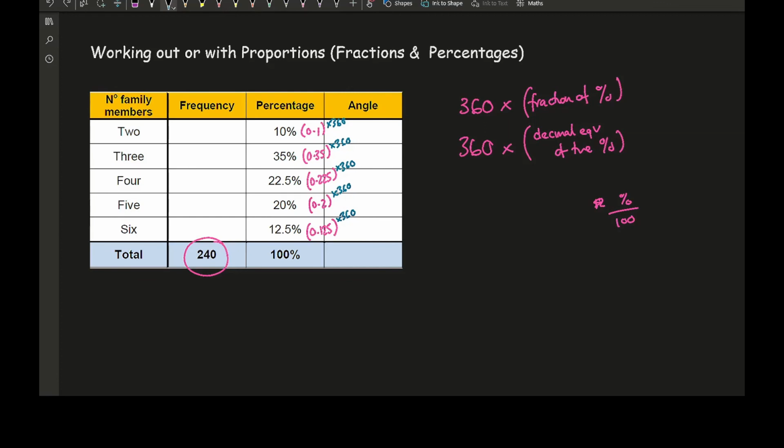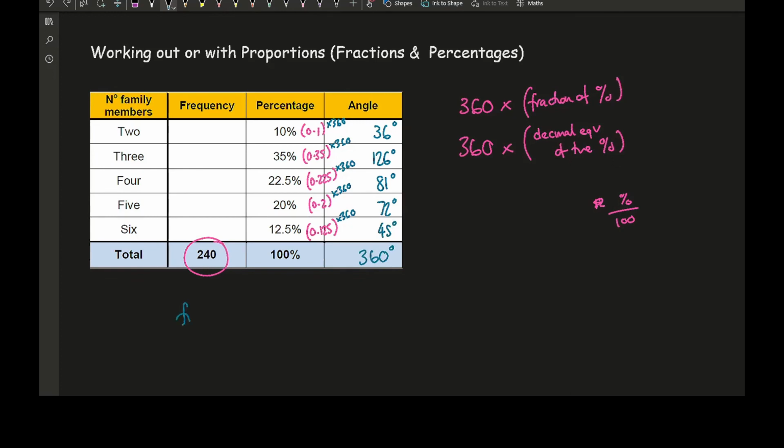So for this, the first one's going to be 36 degrees. Then I've got 0.35 times 360 gives me 126. Then I've got 0.225 times 360, that gives me 81. And I've got 0.20 times 360, that gives me 72. And 0.125 times 360 gives me an answer of 45 degrees. Now to check, I just add those numbers up and they should add up to 360, which they do.